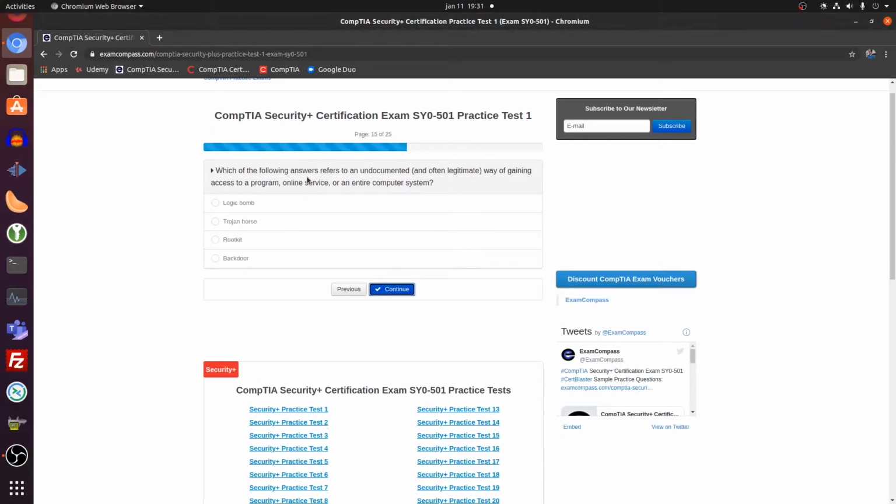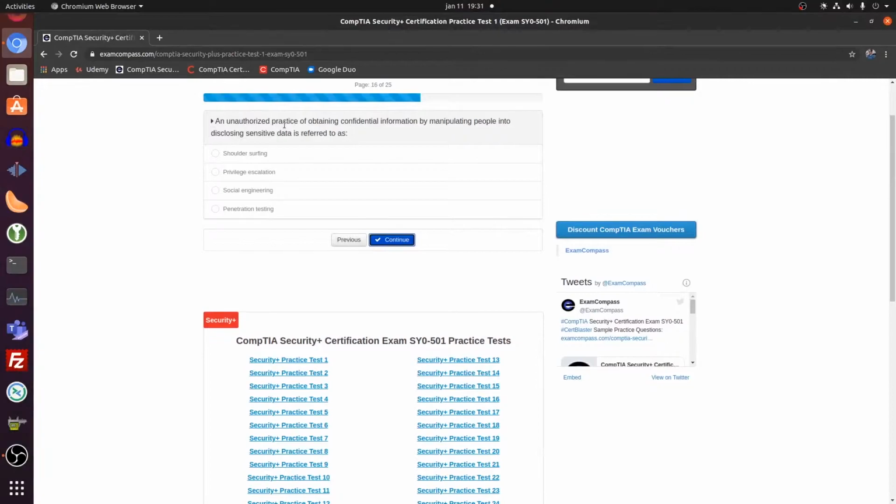Which of the following answers refers to an undocumented way of gaining access? Undocumented. I think a backdoor. Either a program backdoor, or a backdoor in the online service, or an entire computer system like an OS. I think a backdoor.